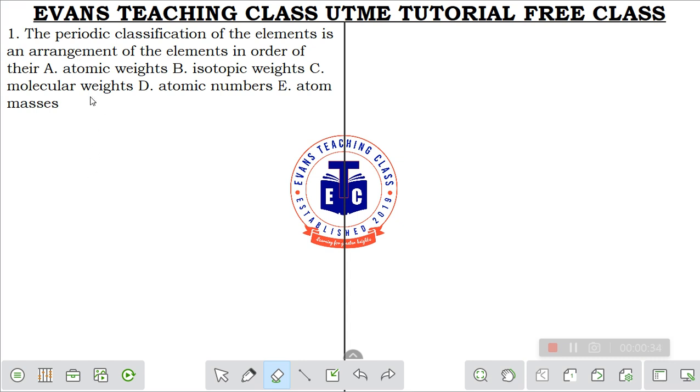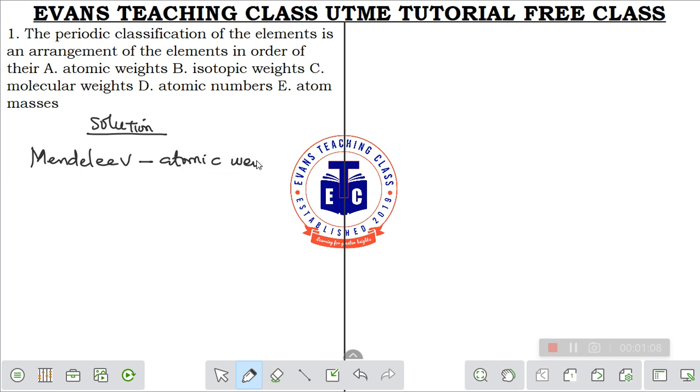Now you need to know something: Mendeleev was part of those that contributed to the development of the periodic table. When Mendeleev actually did the periodic table in those times, what he used was atomic weights. Do you get what I'm trying to say? He arranged them in order of increasing atomic weights.